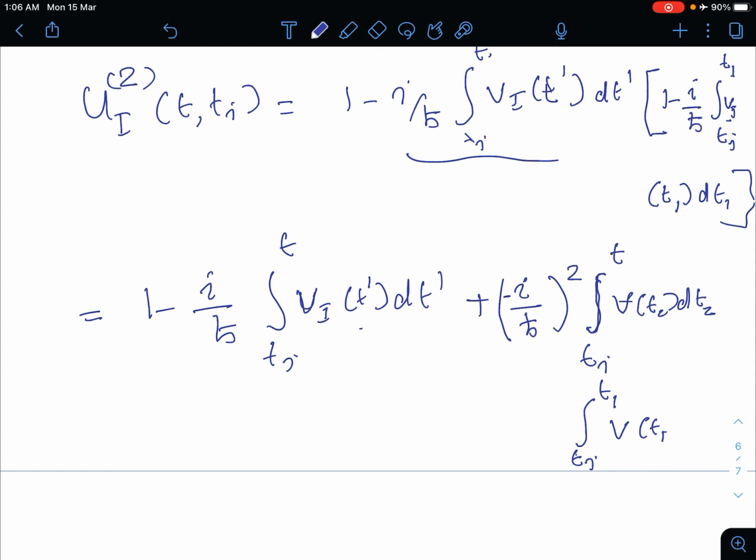What the textbook has used, let me check. They might have used something like T1, T2, T3 and all. Okay, so let's put it like that also. So vi of T1 dt1, T2 dt2, T3 dt3.